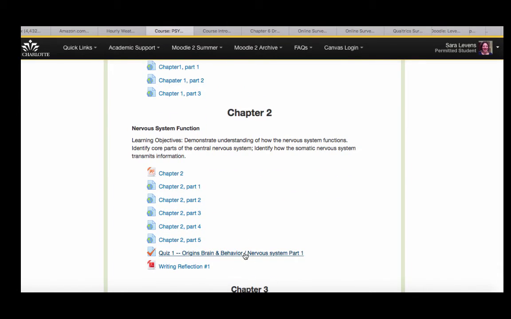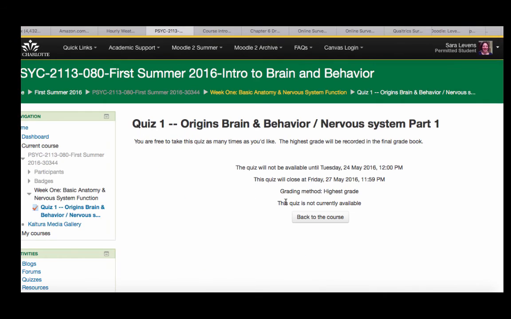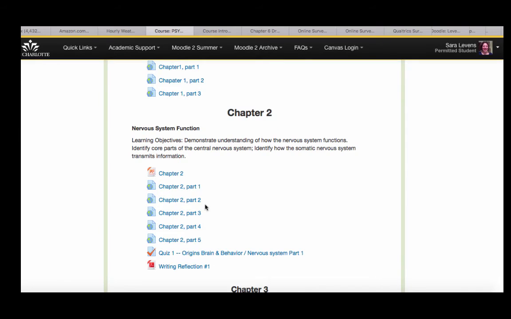Similarly, just as if you were to click on this quiz, you would be able to see that the quiz is not going to be available until May 24th, and it closes on Friday, May 27th. So you have all of this information that you would need to understand upfront when the quizzes are. You can click on any one of them to see when it will open and when it will close. If I make any changes to when it will be open or when it will be closed, I will send out the information in a course update.